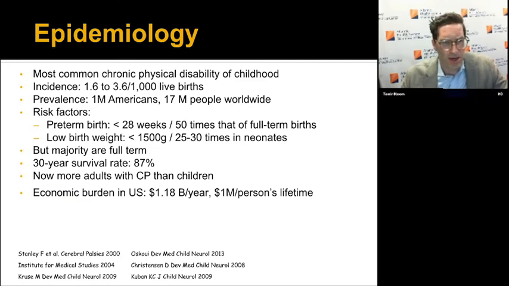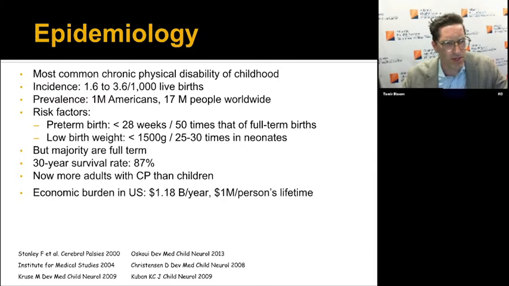About the epidemiology, CP is the most common chronic physical disability of childhood. The incidence ranges from 1.6 to 3.6 per 1,000 live births. The prevalence in this country is about 1 million, and about 17 million people worldwide.